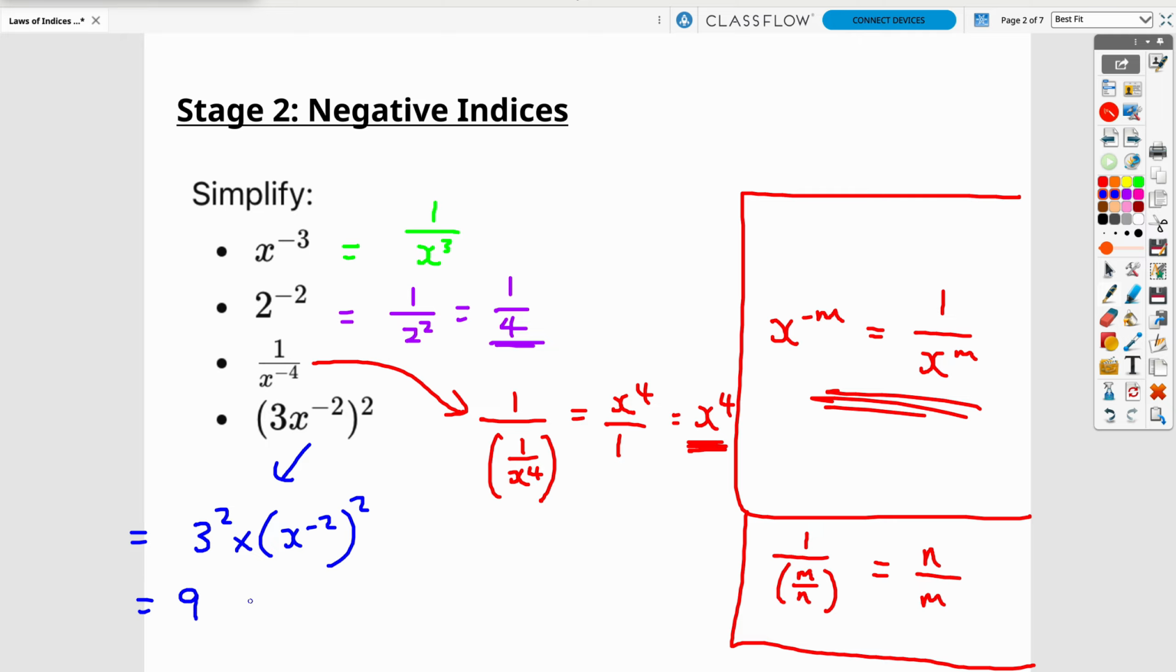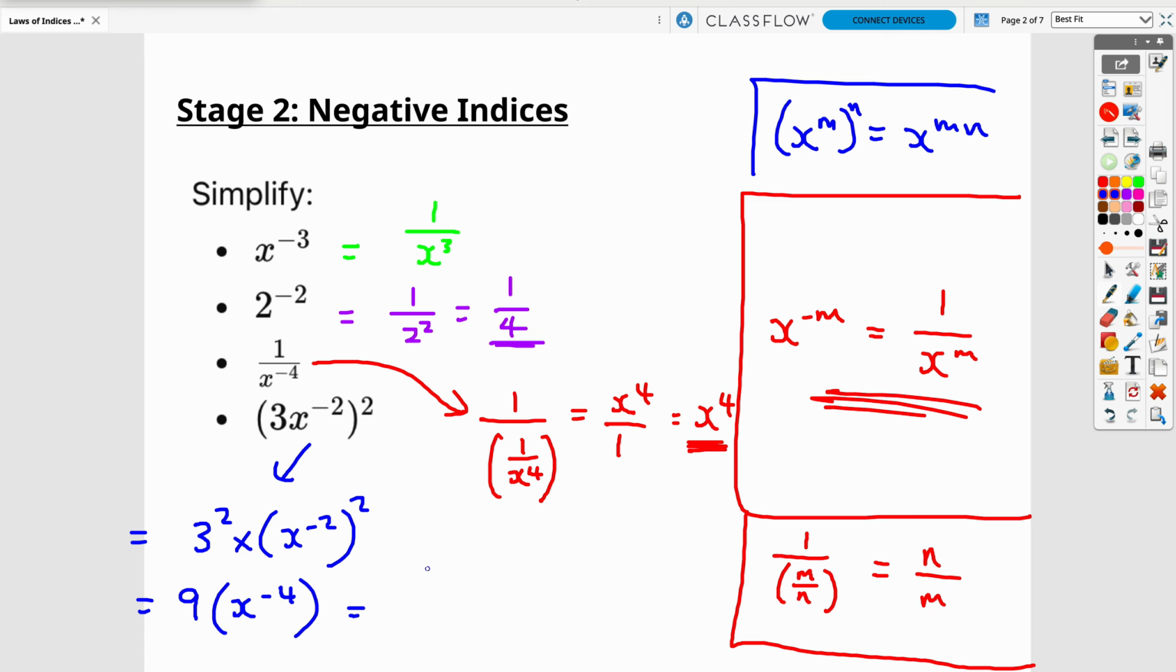3 squared is just 9. I know from before that if I've got x to the power of m to the power of n, I just multiply those two powers. So that applies here, and I just get x to the power of minus 4. And then, using this rule, x to the power of minus 4 is just 1 over x to the power of 4. And when I've got an integer multiplied by a fraction, I just multiply the numerator. So the final answer is just going to be 9 over x to the power of 4, like so.